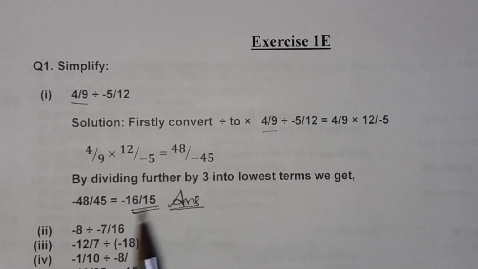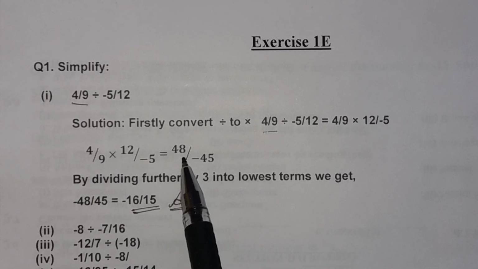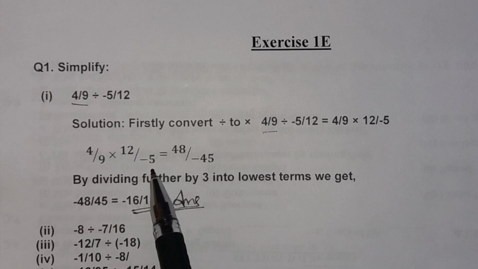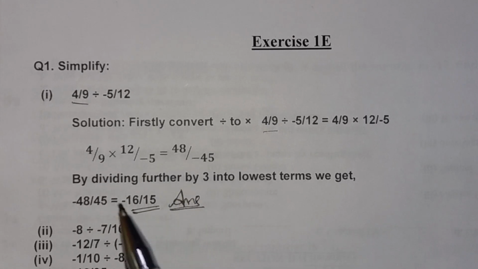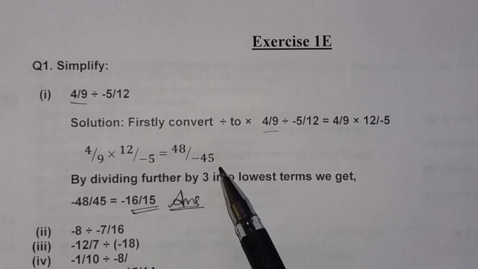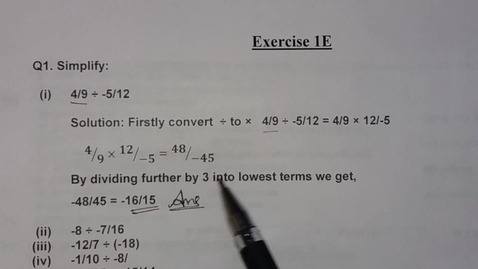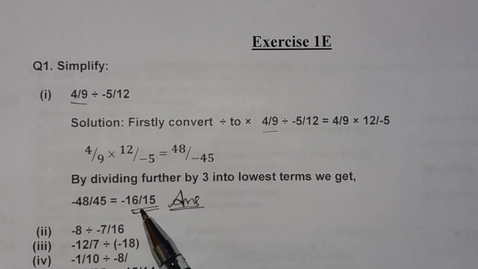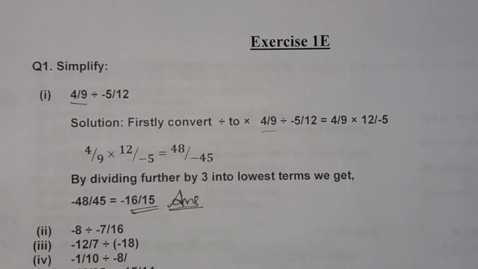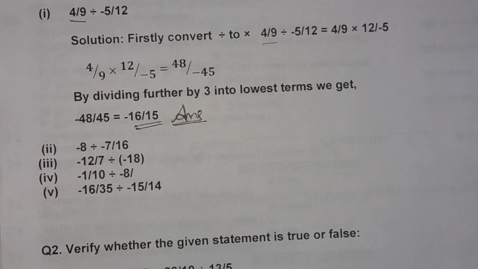So after taking the reciprocal, 4 will be multiplied by 12. So 4 into 12 will be 48 and 9 into minus 5 will be minus 45. Again, 48 upon minus 45 is divisible by 3. So 48 divided by 3 and minus 45 divided by 3, so it will become minus 16 upon 15. So that will be the answer. In the same way you can try the other parts, that is second, third, fourth and fifth.